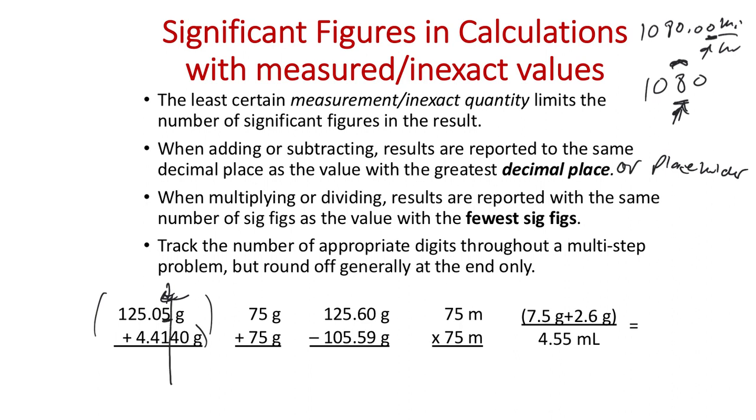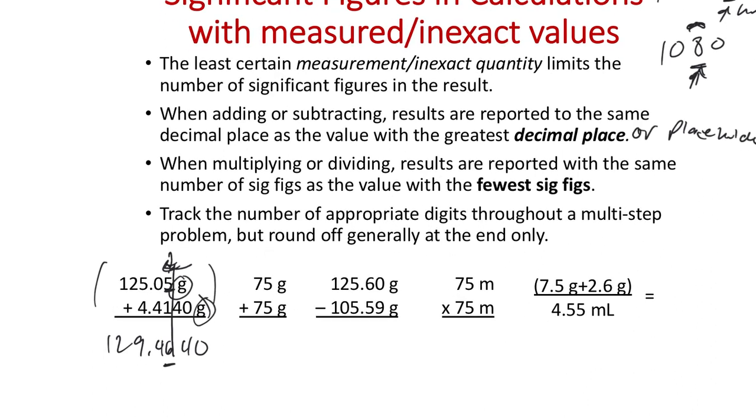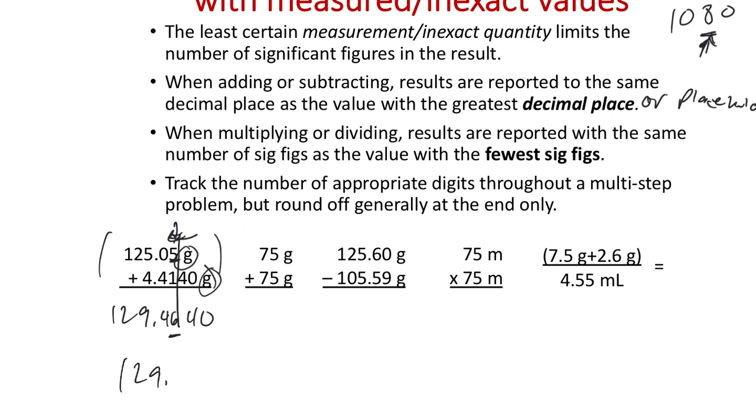So I do the math here and I get 129.4640. We're going to round to that same placeholder, the hundredths placeholder, that's the greater quantity placeholder in the two measurements we're adding together. So we're adding together two mass quantities, two ordinary lab measurements. We're rounding to the placeholder, so we get 129.46 grams as our answer.